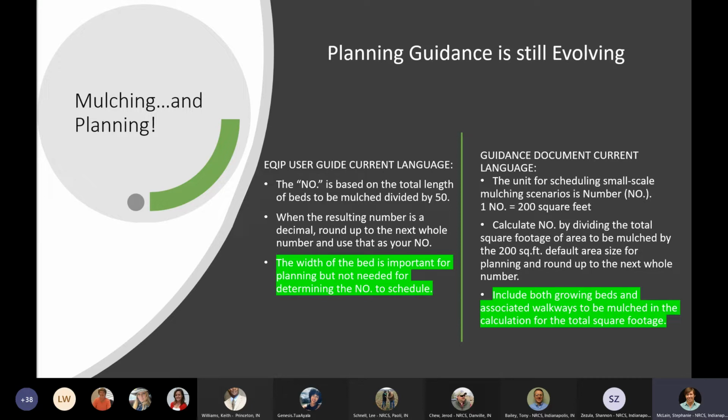So the last two slides I'm hitting on here are just a word about the fact that a lot of this planning guidance is still evolving just a little bit. When we originally put the user guide out, we talked about determining the number of mulching units based on the length of the bed and dividing that by 50. But in the updated guidance, I'm going to grab my laser pointer here, we've decided to focus on a square footage basis. So we carried that a little bit further: instead of just the length divided by 50, we started talking about a number equaling a set area, or a set square foot area.